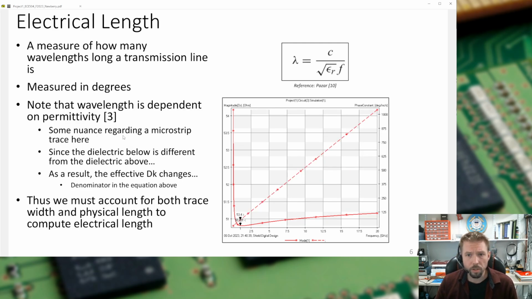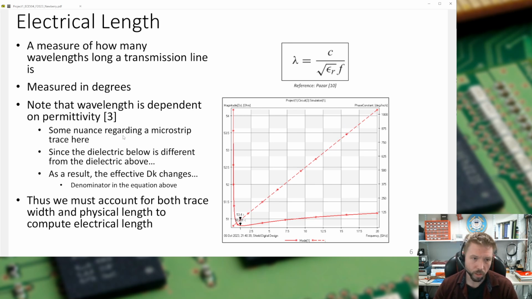The electrical length, essentially similar to the unwrapped phase of the transmission line, is a measure of how many wavelengths long the transmission line is. We're going to measure it in degrees today, and that wavelength is, interestingly, dependent on the permittivity, right? So that's going to affect the speed of propagation.